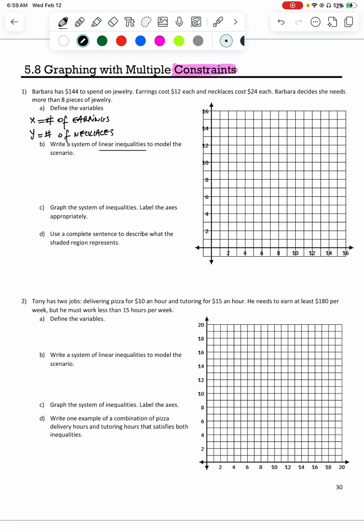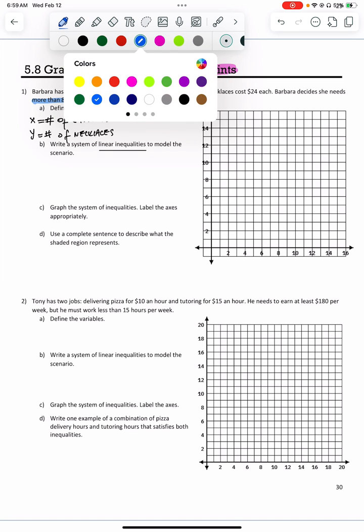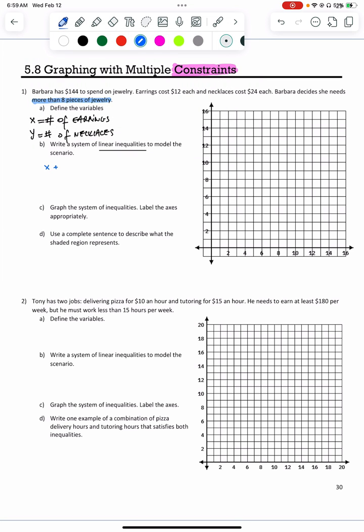So what is my system? First of all, we said here, if you recall, that she needs more than 8 pieces, right? That means the number of earrings plus the number of necklaces should be more than 8. So because of that constraint, that restriction, we want X plus Y to be greater than 8. Not greater or equal to, just strictly greater than 8, right? So this is the number of earrings, plus the number of necklaces, and that must be greater than 8.